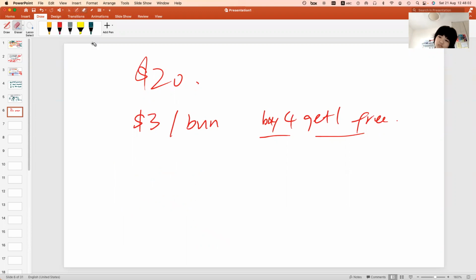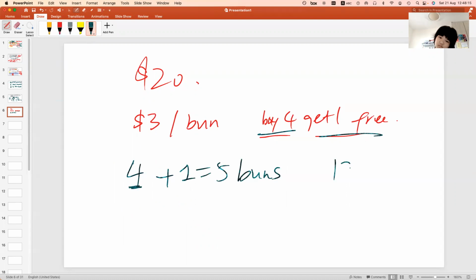Show the breakdown. How? Okay, buy 4, get 1. So what it means, 4 plus 1. So that means 5 buns. You only pay what? 5 buns, you only pay like 4 of them. So $12 for 5 buns.